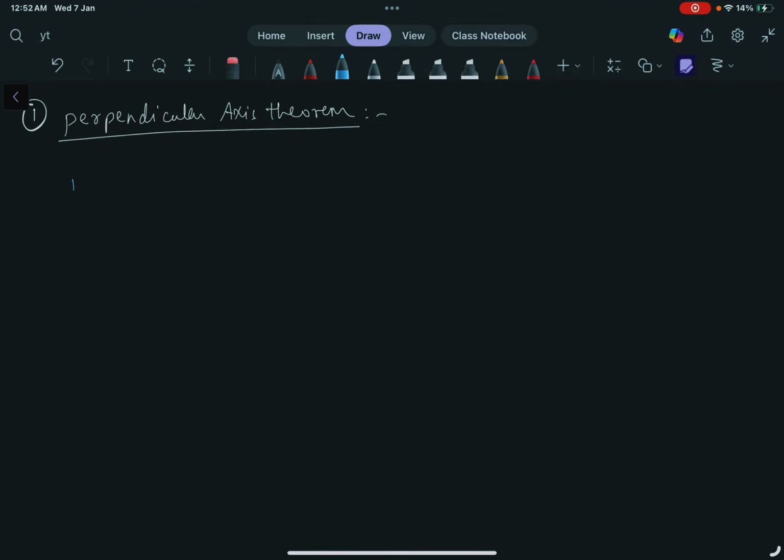It is applicable only for two-dimensional bodies or plane laminas.